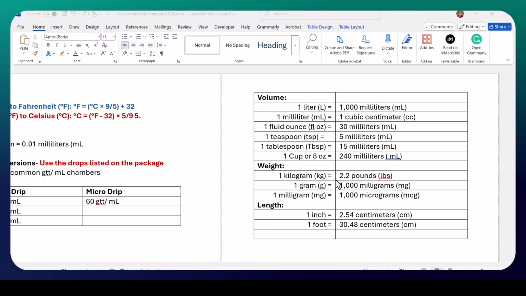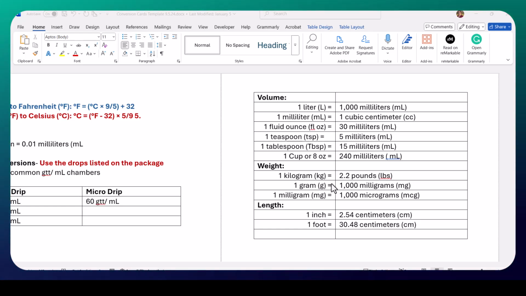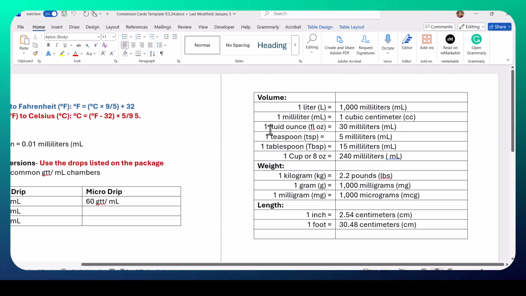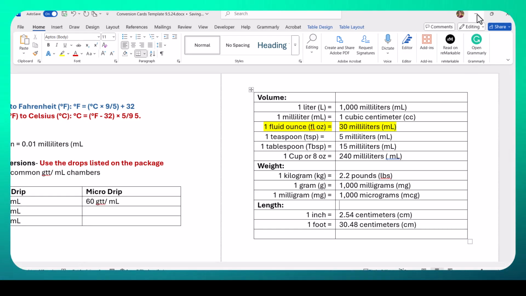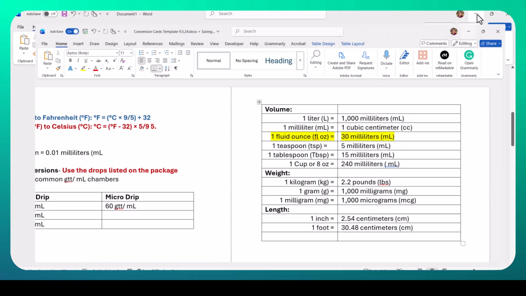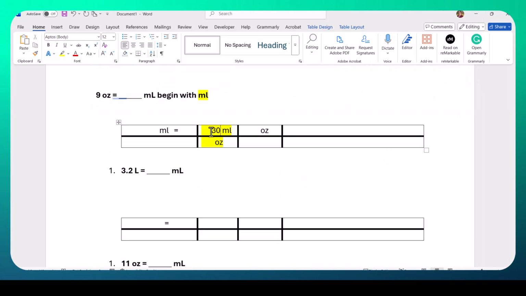So what we're looking for today is how many milliliters are in 1 ounce. So if you go up here, you'll see, look here, 1 fluid ounce is equal to 30 milliliters. So that's the conversion factor that I need in my problem. That's why you have to have them memorized. So it was 30 mLs is equal to 1 ounce. That's my bridge, my conversion factor.